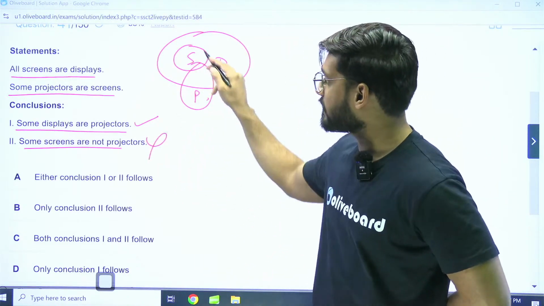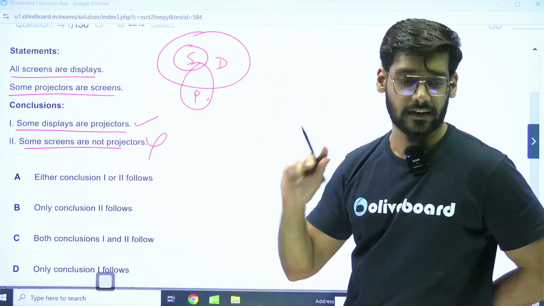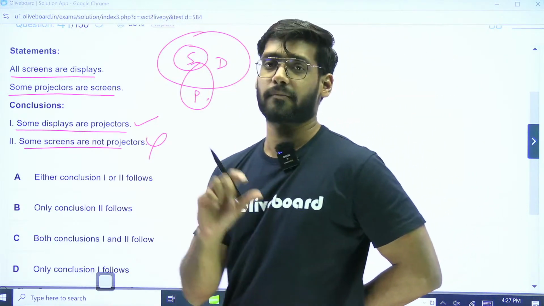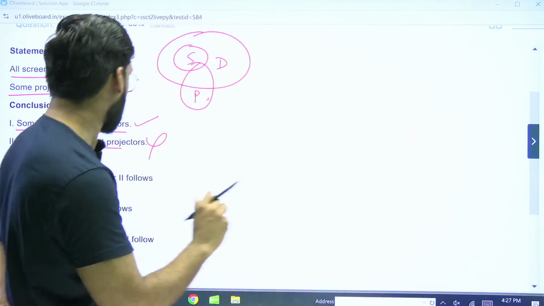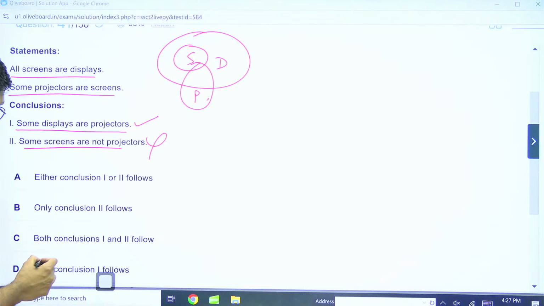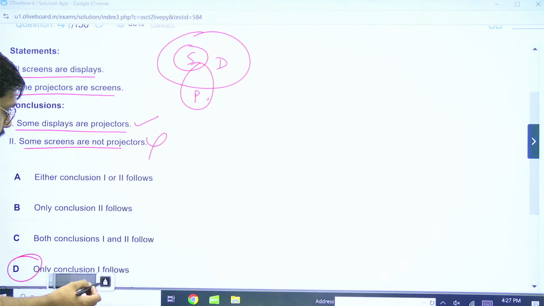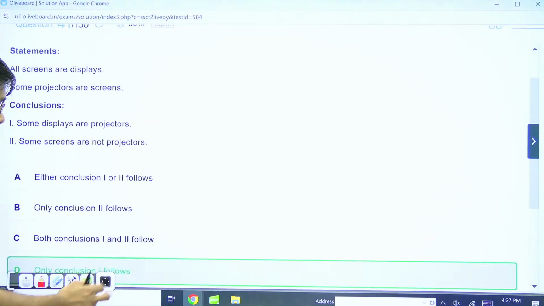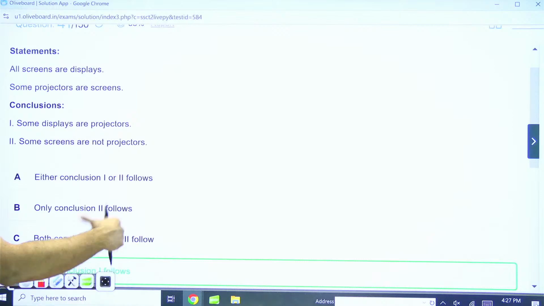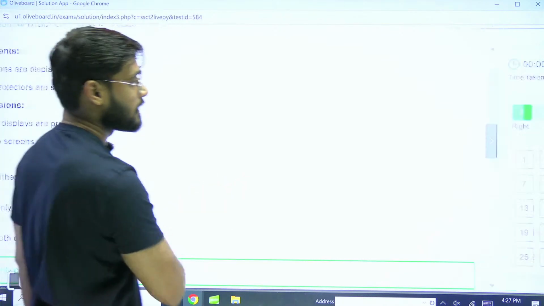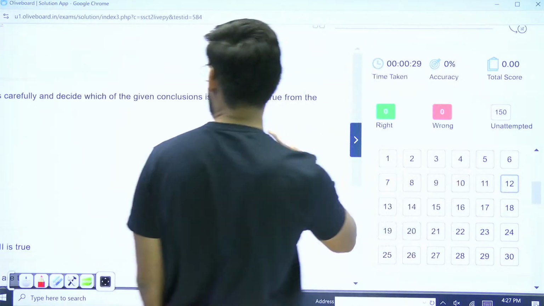Definitely we cannot say anything about the remaining part of screen. So the answer should be only one follows, that is option number D. Let's mark option number D. Yes, D is the right answer because it turns into green after marking. Let's see the 12th question.